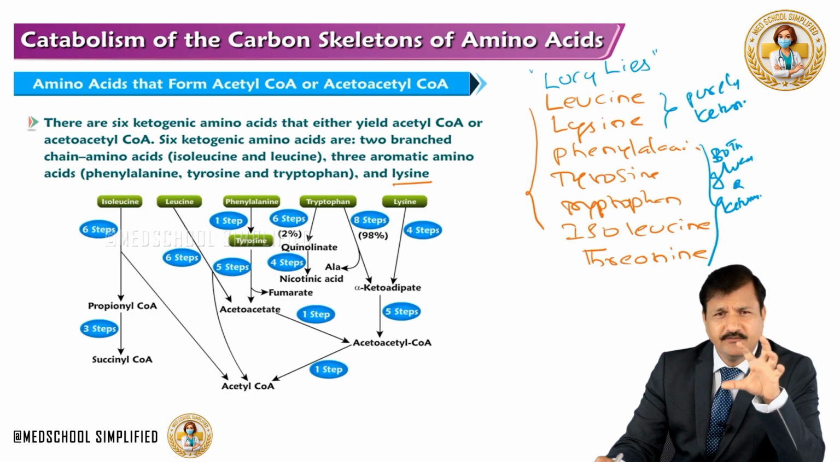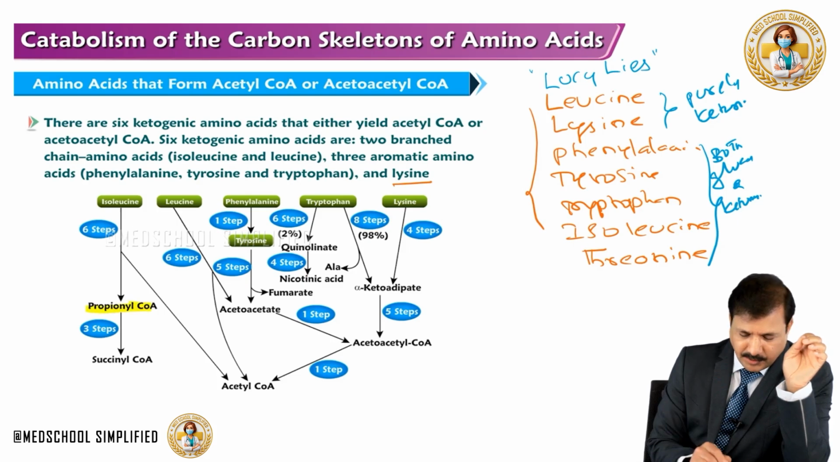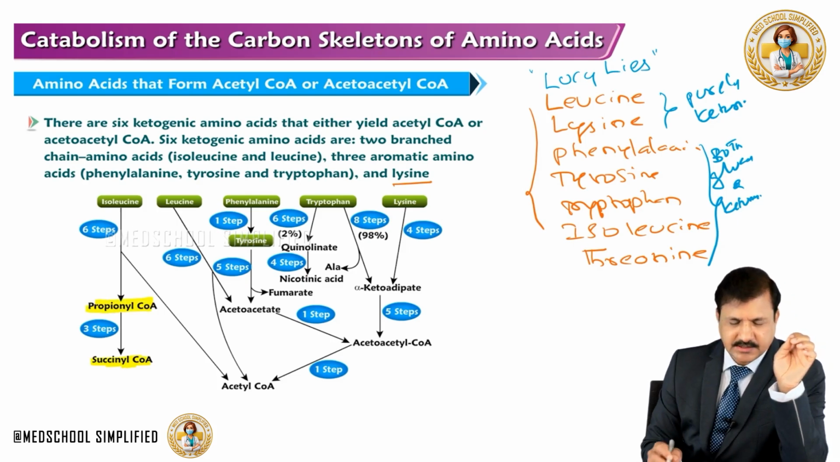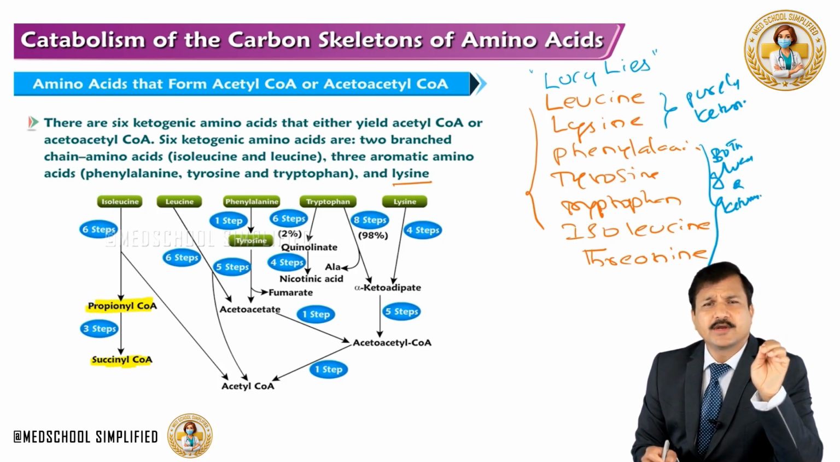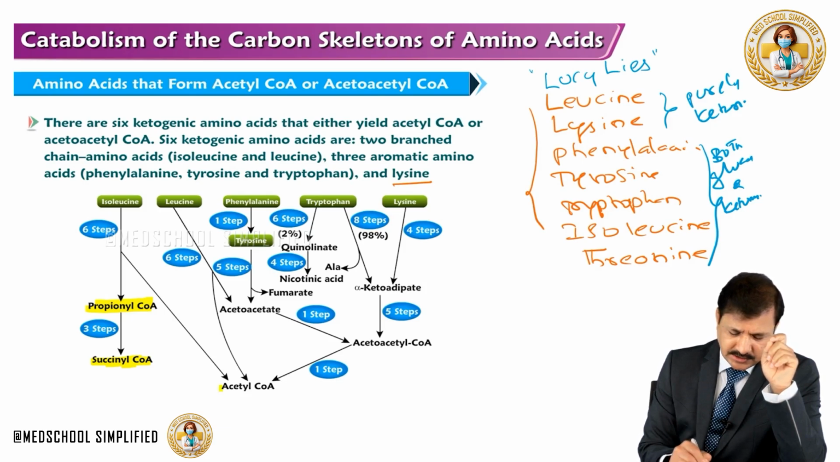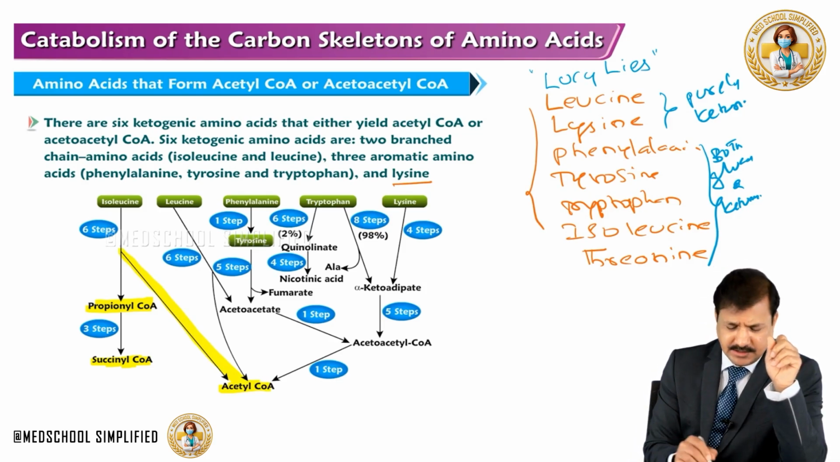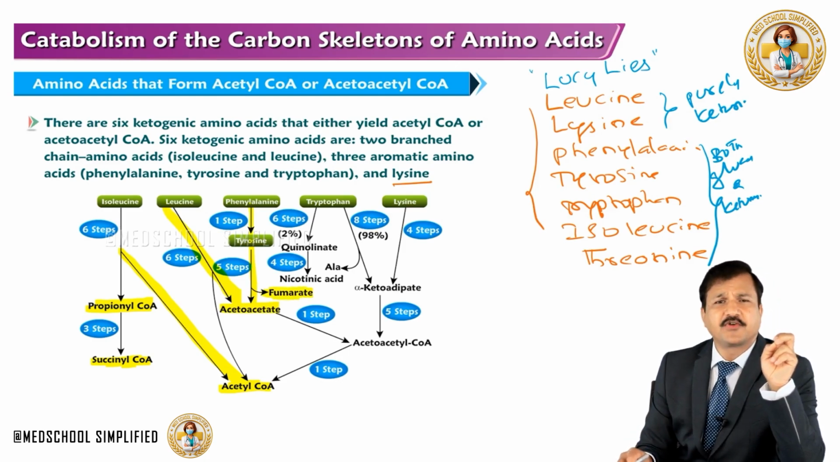That is what is shown briefly in this particular figure, where isoleucine, via 6 steps, makes propionyl-CoA, and the propionyl-CoA goes into succinyl-CoA, and succinyl-CoA can go into glucose formation. That's the glucogenic side of isoleucine. Isoleucine also makes acetyl-CoA, so that's how it is ketogenic. Similarly, leucine, as you see, is only ketogenic.